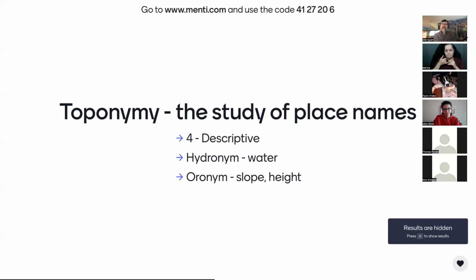Then there is a subcategory of number 4 here, the oronym. The oronym refers to elevation in some way. So hill or hills, mountain, mount, something like that, telling us about elevation, slope, height, that sort of thing. Again, telling us what that place was like when it was founded. And then there's vegetation. Most commonly, this is something like forest or some version of forest.